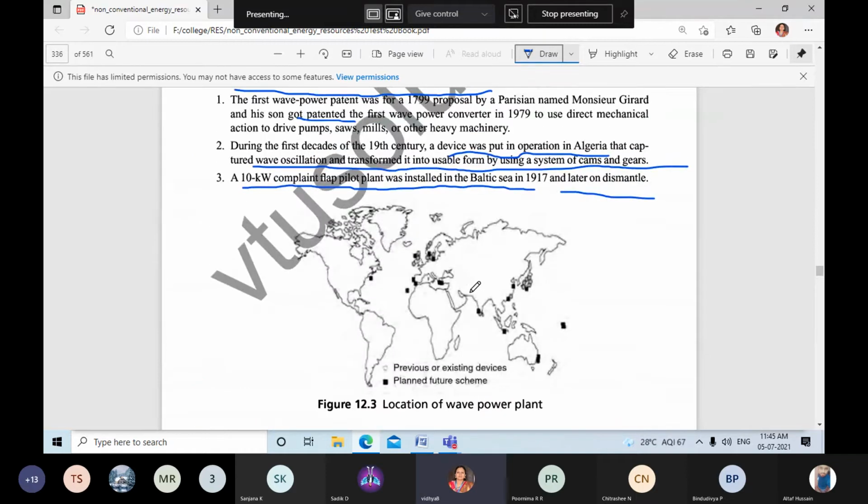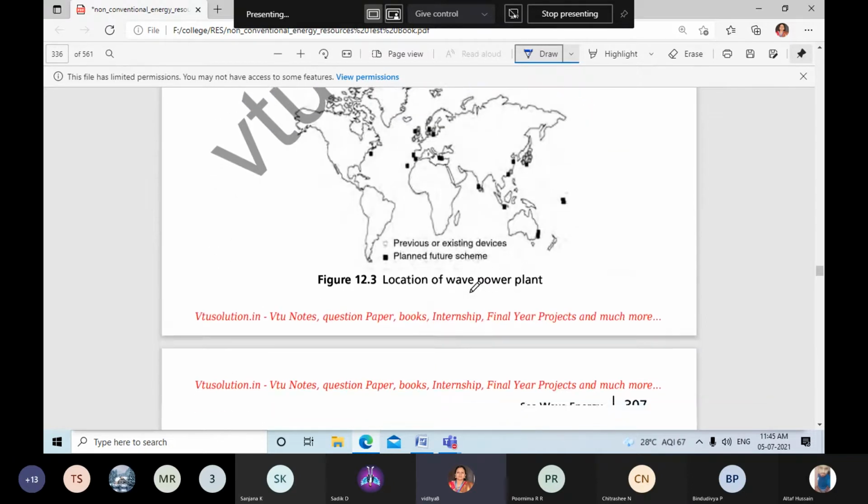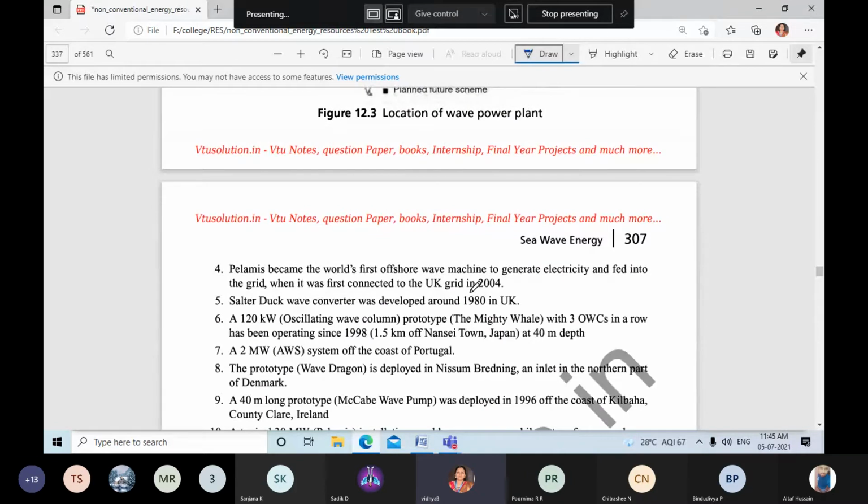During the 19th century, they captured wave oscillation and converted it into a usable form by using cams and gears. In 1917, they installed a compliant flap pilot plant, and later it was dismantled. In 2004, they used an offshore wave machine to generate electricity, and it is fed to the grid also. And in 1980, the Salter duck wave converter was developed in the UK.